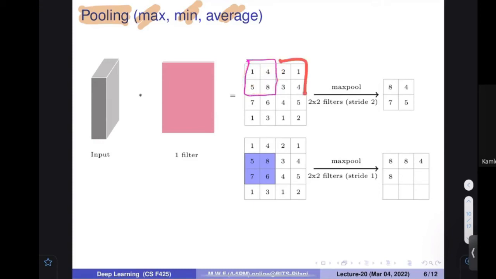So the next value I can put here in the max pooling. What is the next value? The next value is going to be 4. So I put 4 over here. I'm telling you a very important thing.